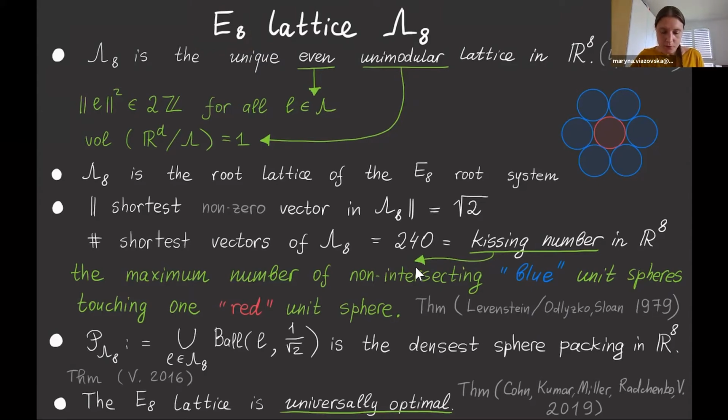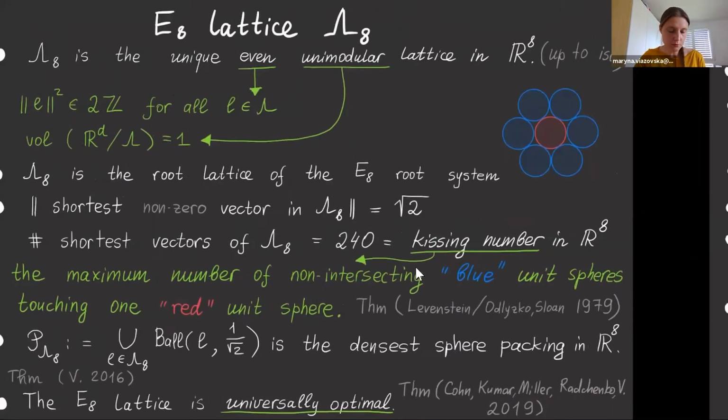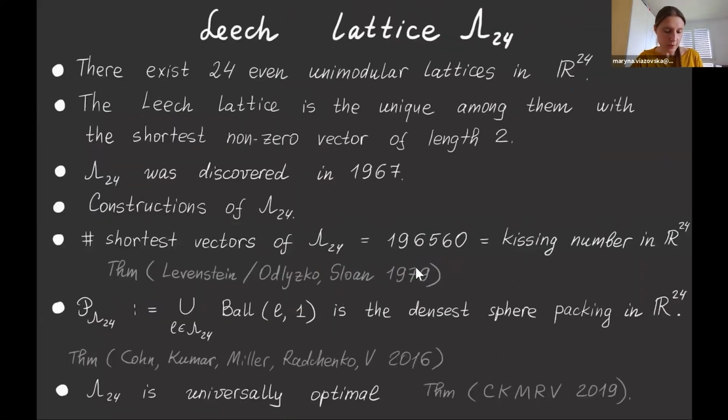And so this is a theorem which we've proven together with Henry Cohn, Abhinav Kumar, Stephen Miller, and Danylo Radchenko. Another remarkable object I'm going to speak about today is the Leech lattice. The Leech lattice is a lattice in dimension 24.